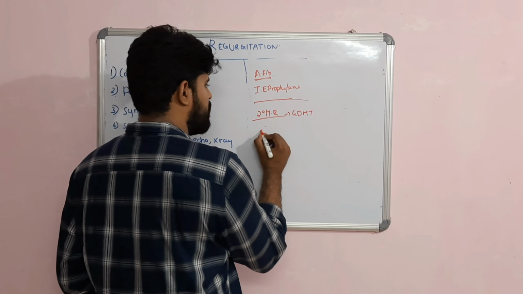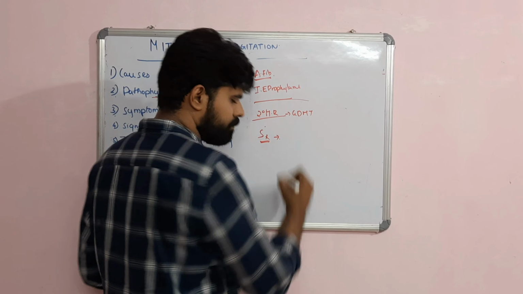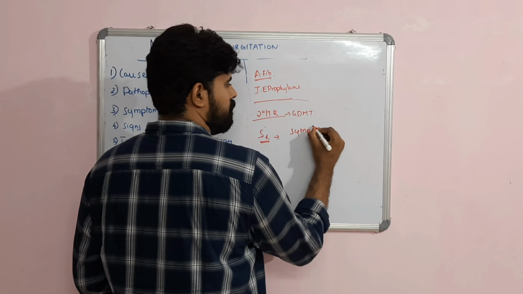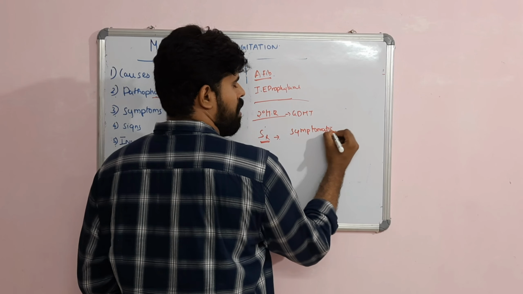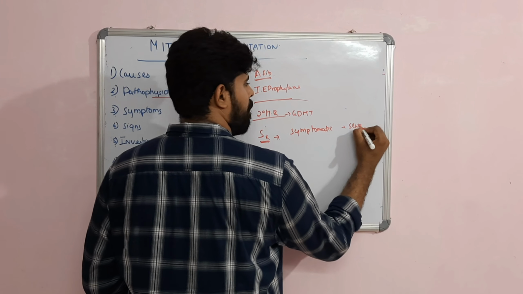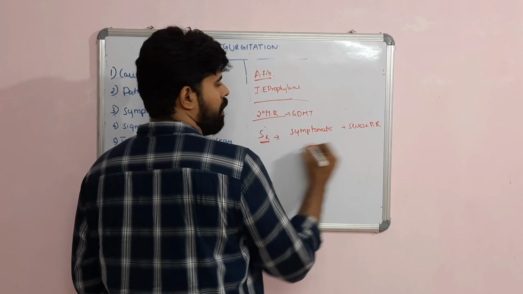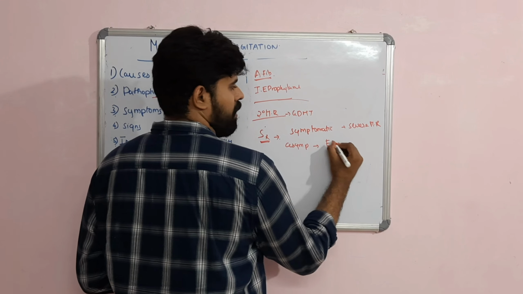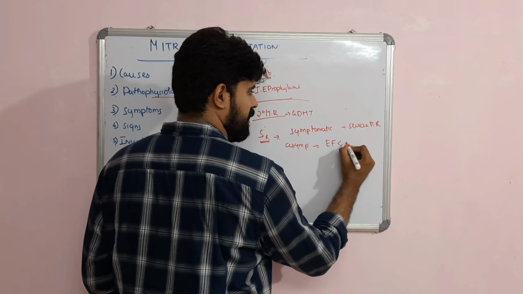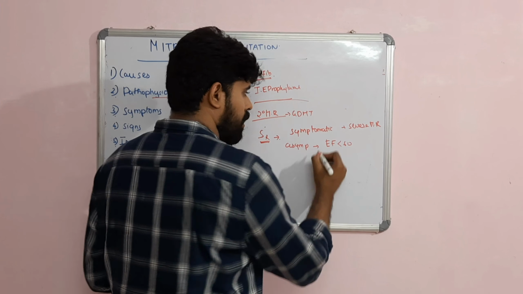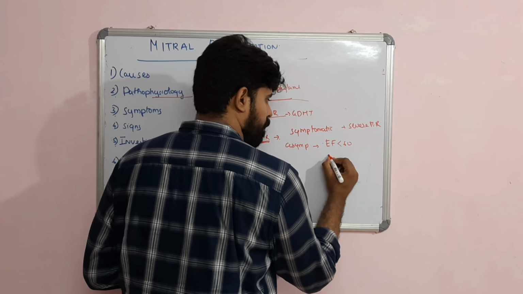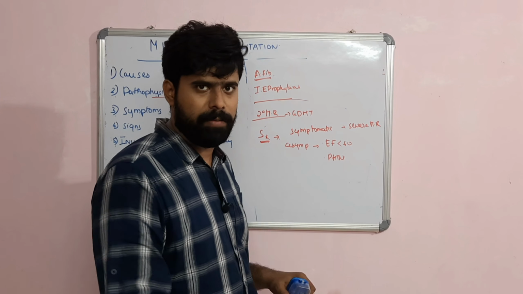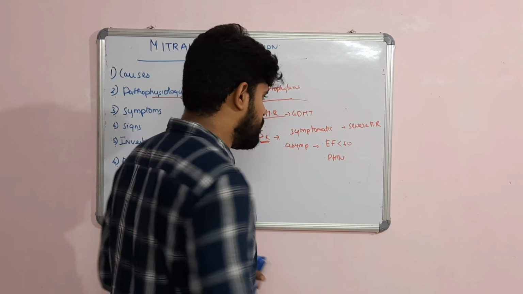Now, what are the indications for surgery in chronic MR? Any symptomatic patient with severe MR, you can take for surgery. If the patient is asymptomatic, then you have to look at the ejection fraction. If the ejection fraction is less than 60, you have to take the patient for surgery. If the patient has severe pulmonary hypertension, with a pulmonary pressure of 150 millimeters of mercury, then you have to take the patient for surgery.